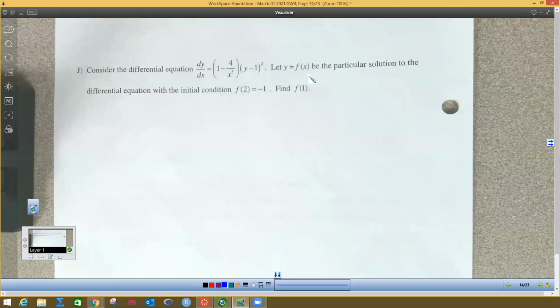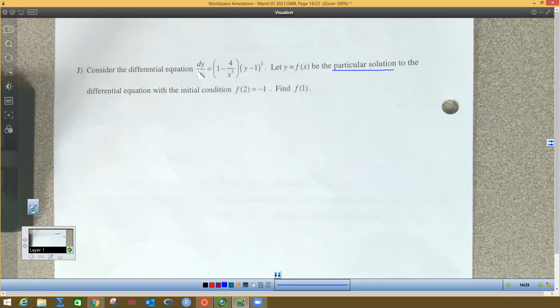Consider the differential equation right here, and let y equal f of x be a particular solution. Again, when you say particular, that means we are going to find c. That's like a definite integral. So whenever you have a differential equation, what's the first thing we want to do, everybody? Get it on the same side.